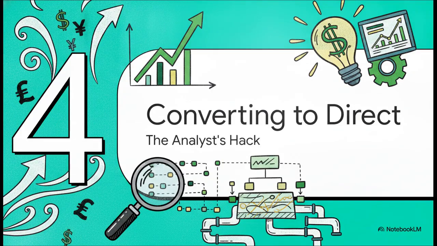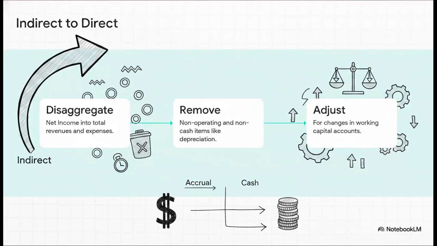Let's jump into Section 4, converting indirect to direct. This is the analyst's hack. All right, this is where we elevate things from basic theory to a true practitioner's skill. Since companies rarely give you the gift of a direct cash flow statement, you basically have to build an approximation yourself to reveal those hidden trends.